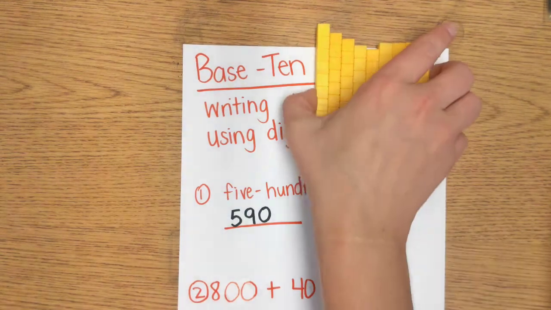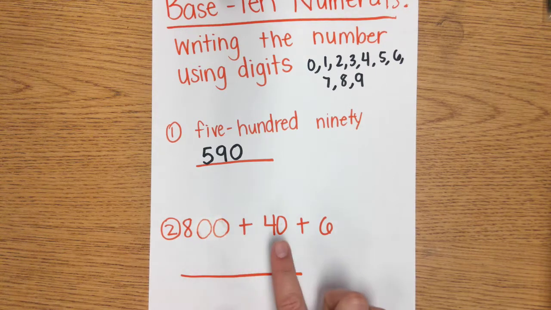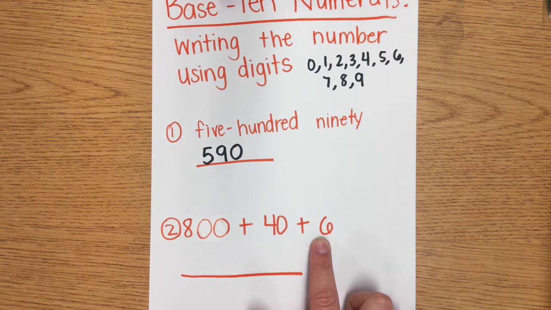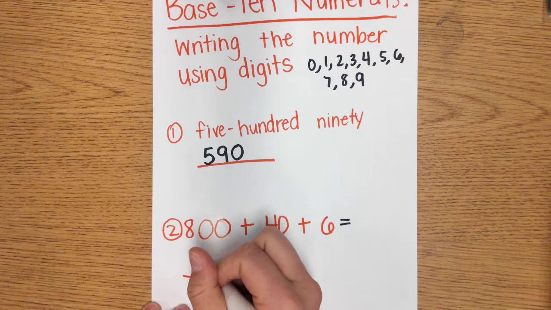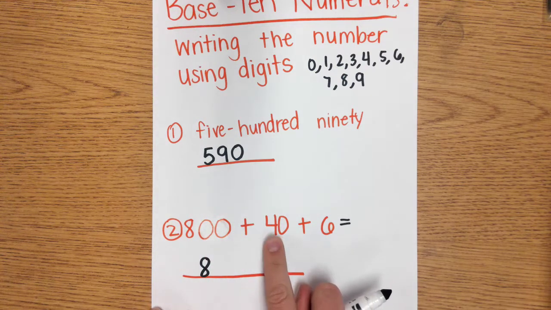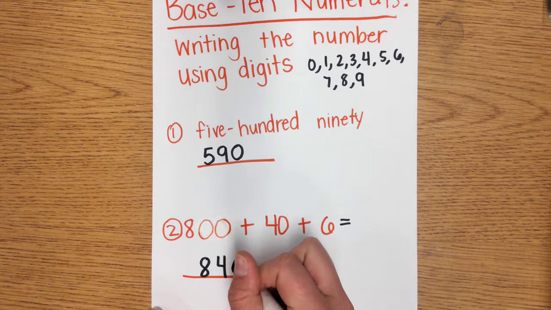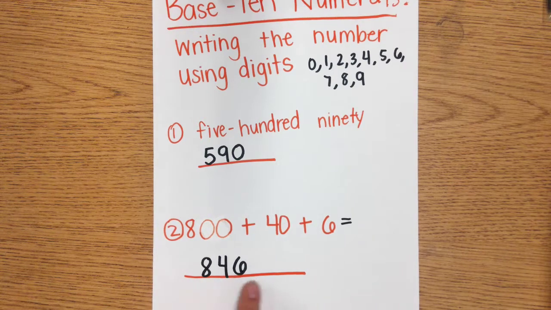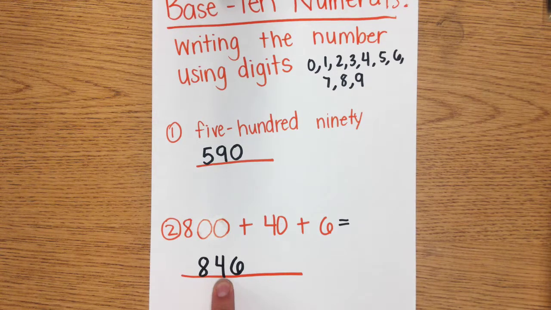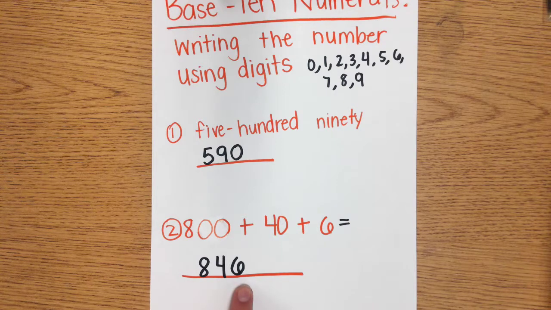Well, if I look down here, Miss Wilmoth has an expanded form. So I have 800 plus 40 plus 6. And so I want to figure out what would I write, what would be equal to 800 plus 40 plus 6. So I know when I have 8 hundreds, that means I have 8 in my hundreds place. When I have 40, I have 4 tens. And when I have 6 ones, that would be that I have 6 ones. So when I look at the base 10 numeral of 800 plus 40 plus 6, those digits for each place would be 8 in the hundreds, 4 in the tens, and 6 in the ones. So I write it 846 with digits like that for base 10 numerals.